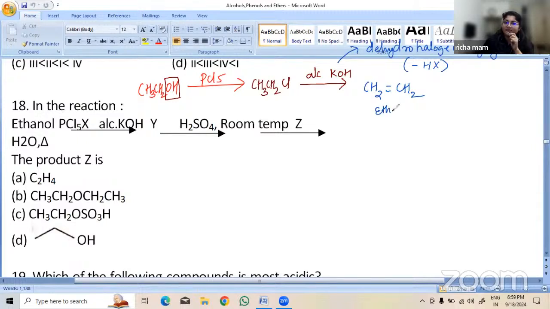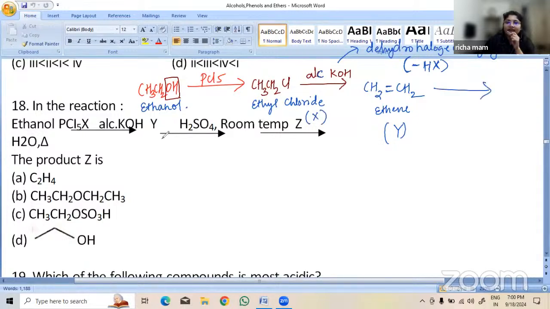This is ethene. This is ethyl chloride, and this is ethanol or ethyl alcohol. So ethanol reacts with PCl5, and your OH is replaced by Cl. Further, we react it with alcoholic KOH, which is a dehydrohalogenating agent, meaning there is removal of hydrogen halide. So after removing hydrogen and chlorine, you get ethene. This ethene is Y, and ethyl chloride is our X.